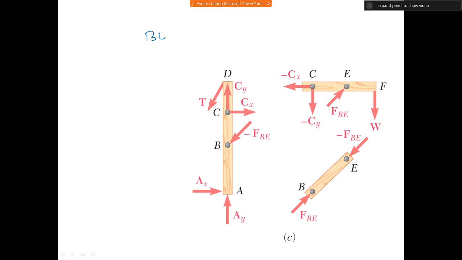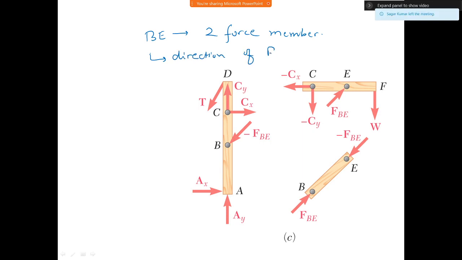In this case the first thing we know is that BE is a 2-force member, and this really helps to simplify the problem. Once BE is a 2-force member, then we can just write FBE along BE. So the direction of FBE is known. Once FBE is known, then on member CEF I can draw this FBE equal and opposite. So I have assumed this direction, and I have assumed BE to be in compression.